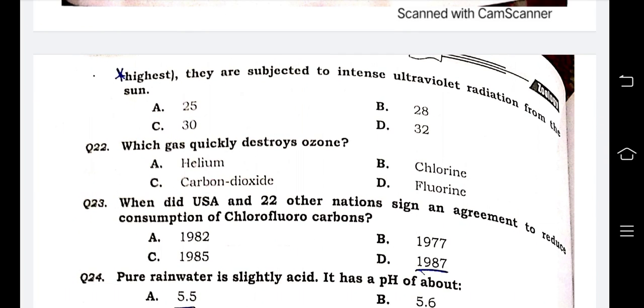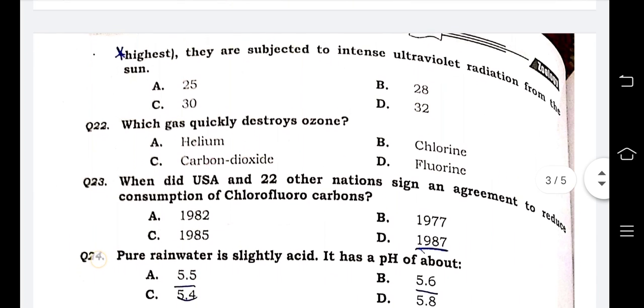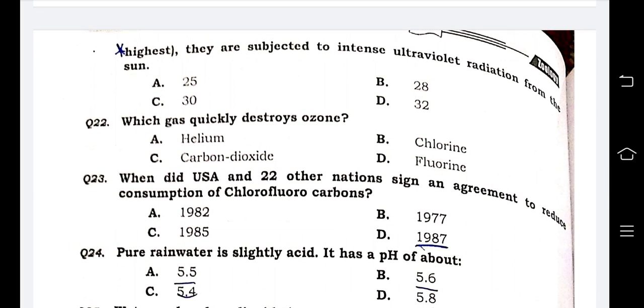Which gas quickly destroys ozone? Option A helium, option B chlorine, option C carbon dioxide, option D fluorine. Which gas quickly destroys ozone? Option B chlorine. When did USA and 22 other nations sign an agreement to reduce the consumption of chlorofluorocarbons?